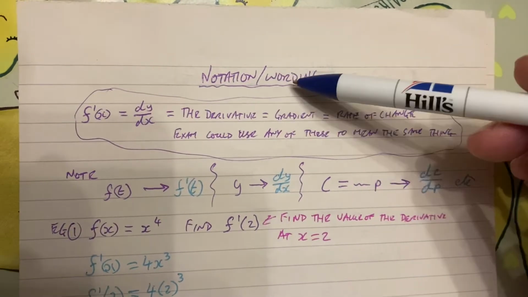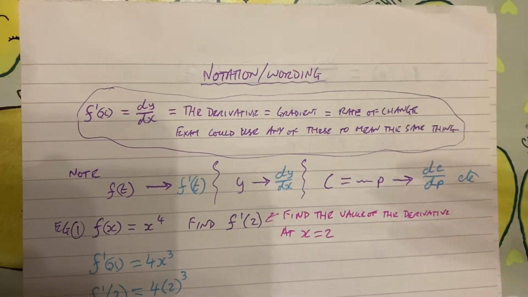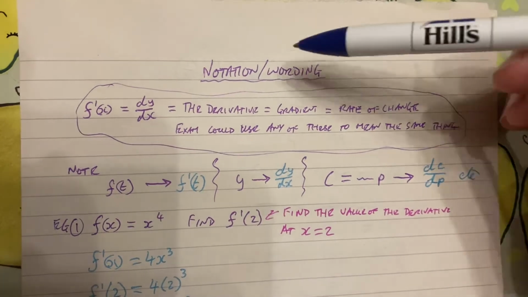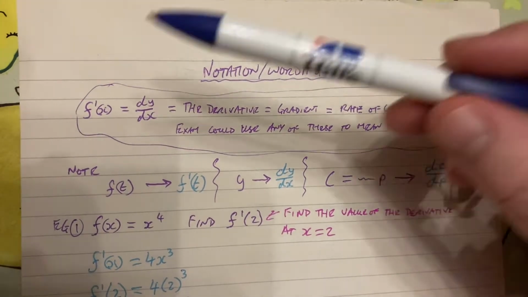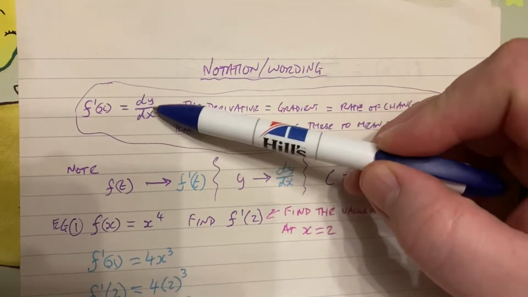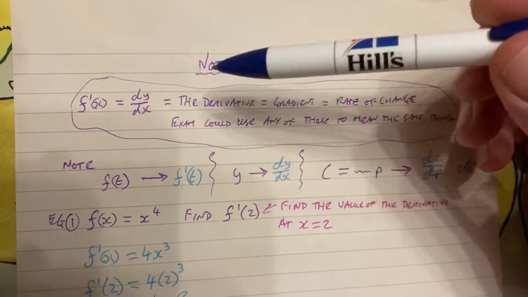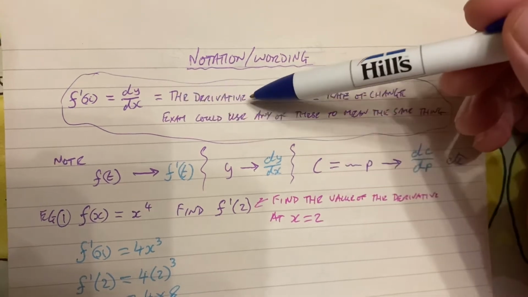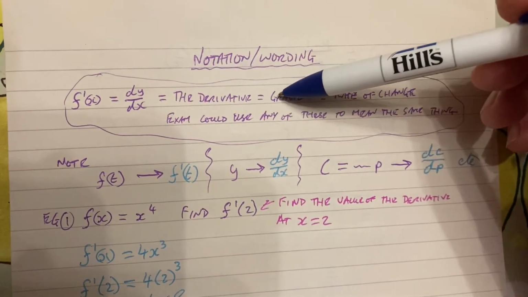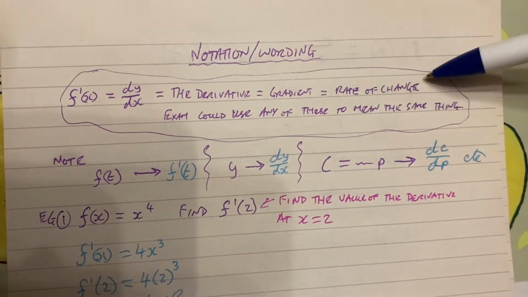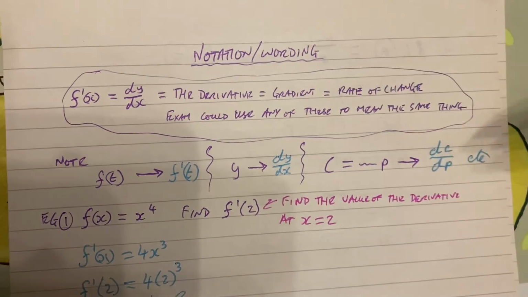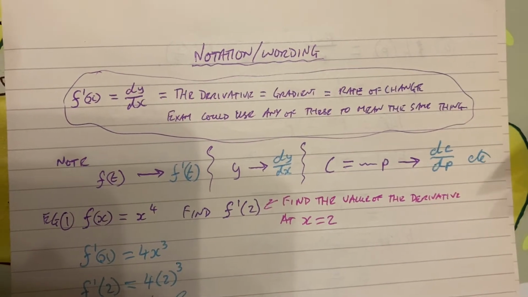Okay, just looking at some notation and wording. The exam board do like changing the wording slightly to mean exactly the same thing. So we've seen f dash x, dy by dx, Newton notation, Leibniz notation. The other way they'll ask you is they'll say what's the derivative, or what's the gradient, or what's the rate of change.